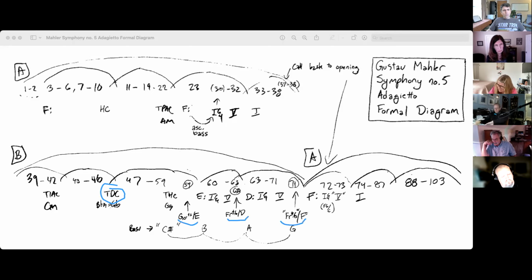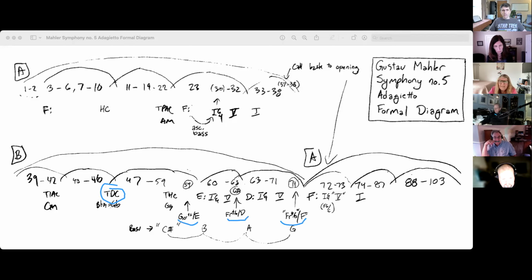These other three modulations, he makes them all happen using augmented sixth chords. This one right here is some sort of enharmonic German sixth. This one has the same sonority as a French sixth. He's not using it exactly as a French sixth, but it's the same pitch class set as a French sixth. But that's how it is. That's how it is that we're getting from C minor to G flat to E to D to F.